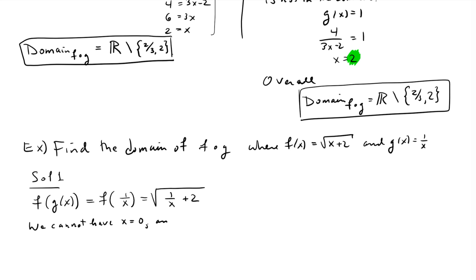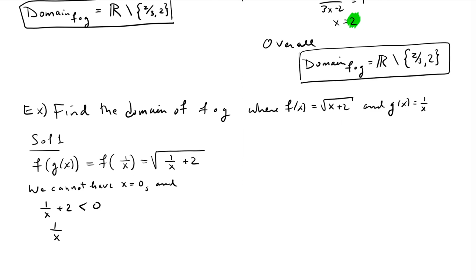And I cannot have 1 over x plus 2 being negative. That's not possible. I cannot take the square root of a negative. So here I'm going to try to solve this for x. I could again put it over a common denominator and try to solve it, or maybe send the 2 on the other side. That's another possibility. I will multiply by x on both sides and divide by minus 2, and that's going to change the sign of the inequality.